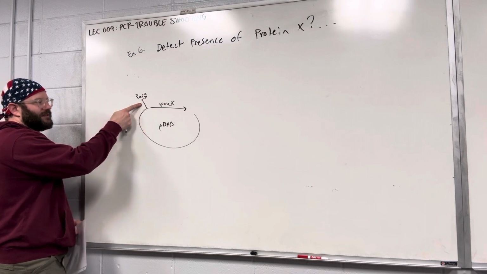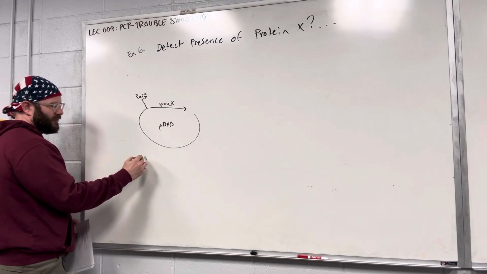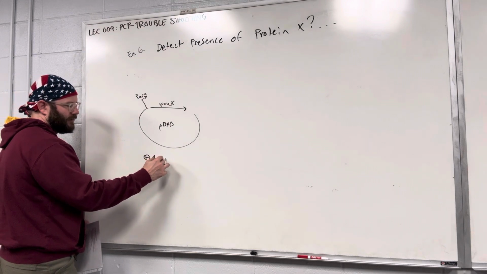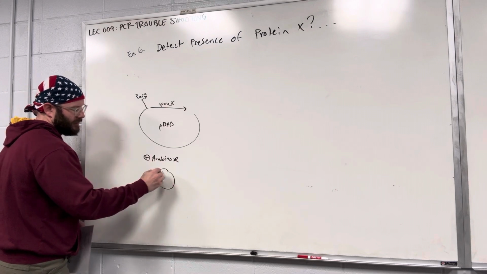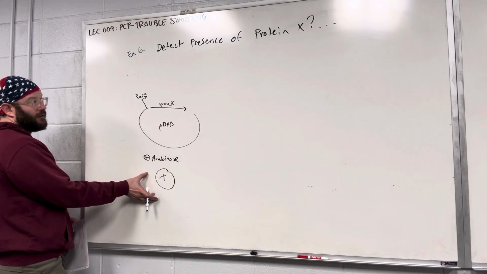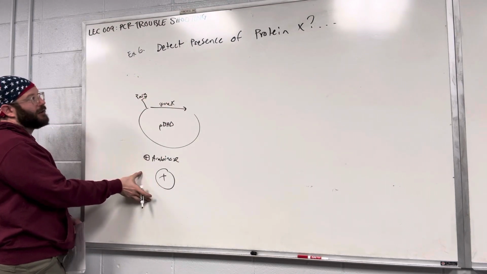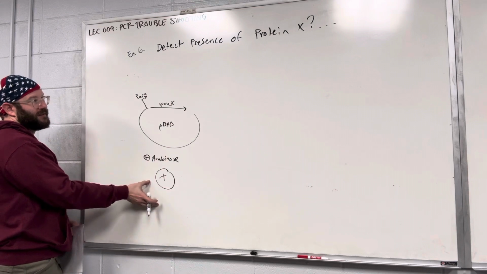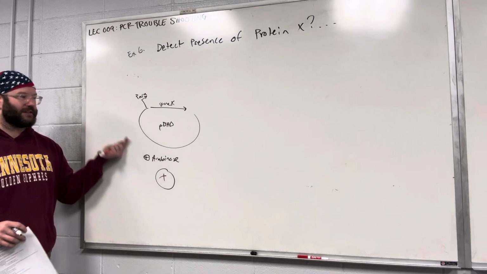This implies that it's being used to express the protein. So the goal is to essentially add arabinose and produce protein X in mass quantities. So if this is the goal, what you would actually need to know if this was working is, can you detect the presence of protein X? What experiment would you do to see if this is working?